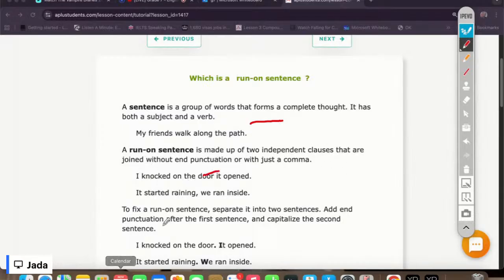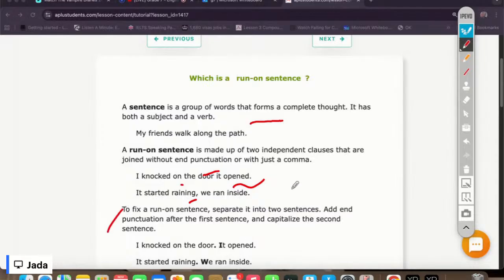All right, so a run on sentence is made up of two independent clauses that are joined without end punctuation or with just a comma. I knocked on the door, it opened. It's still raining, we ran inside. So, a run on sentence is made up of two independent clauses joined together without end punctuation or just a comma. So, just like we have the first and second.